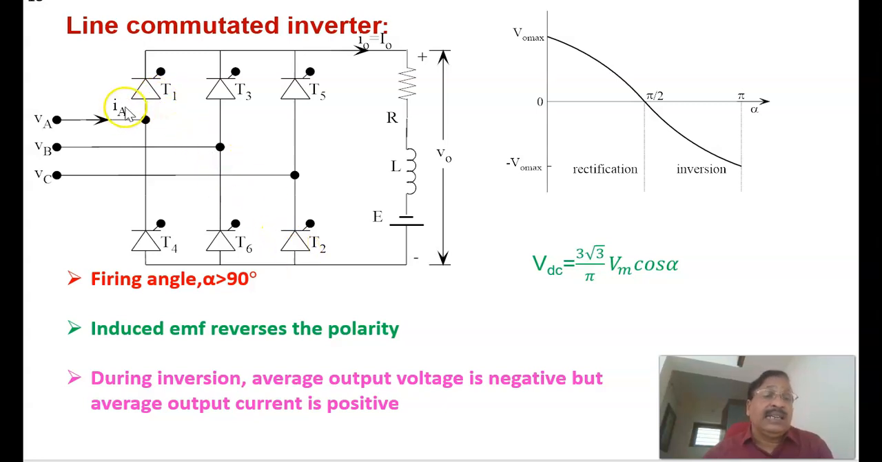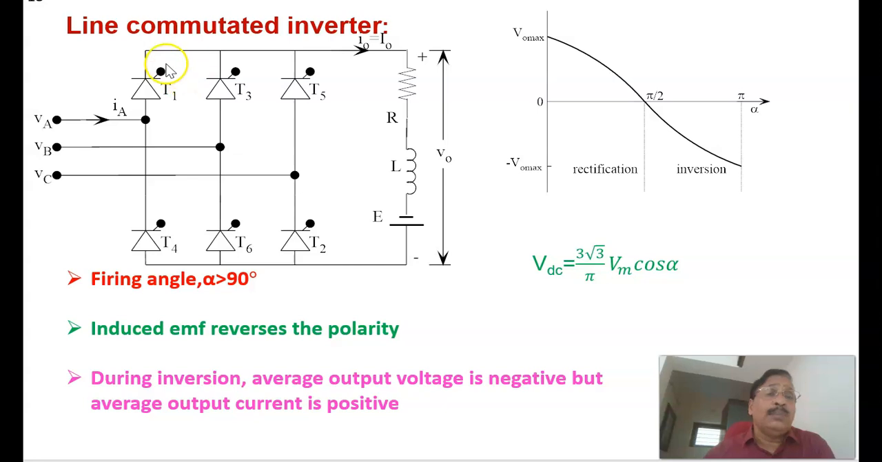They are conducting. T1 and T2 are conducting. After say 60 degree, next we will be triggering T3. Therefore, T3 will be the incoming SCR and T1 will be the outgoing SCR. As we are triggering T3 here, that voltage comes here, and T1 will be automatically turned off.